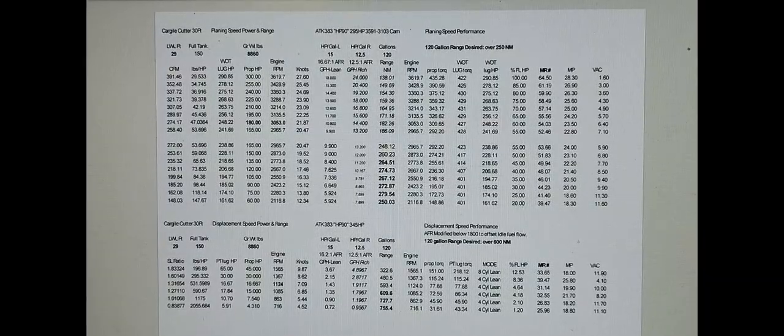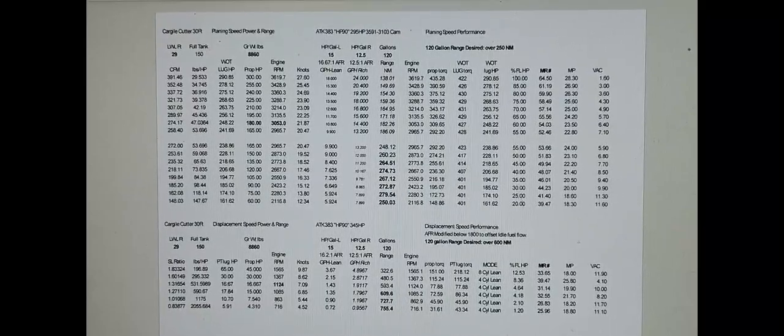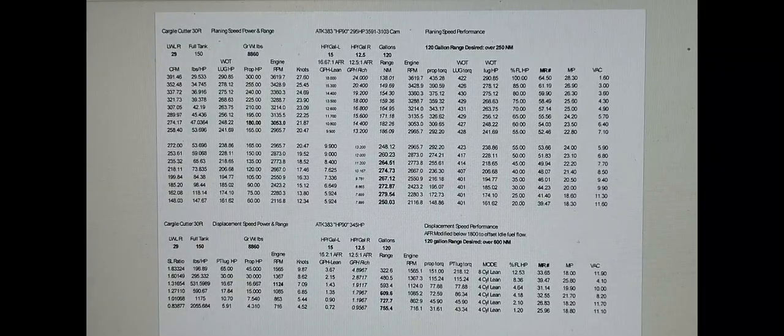This is the spreadsheet that I created to determine hull performance. The very top set of columns is planing speed from 165 horsepower up to 300 horsepower. The center set of lines is from 165 horsepower down to 60 horsepower. These upper two sets are planing speed, and the bottom set is displacement speed.